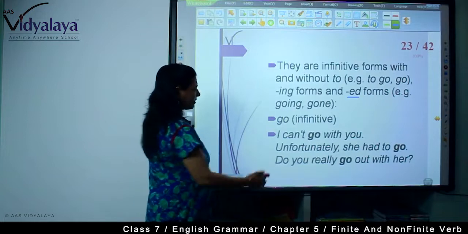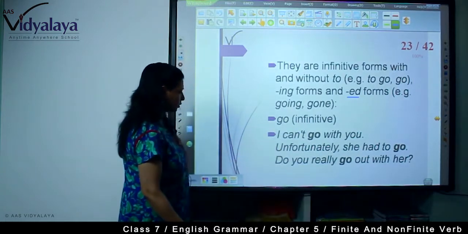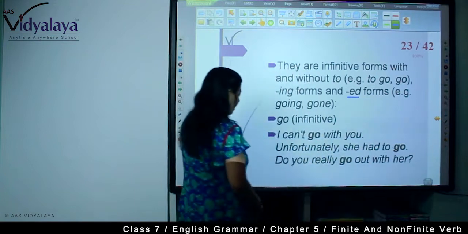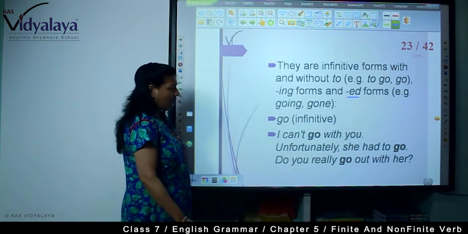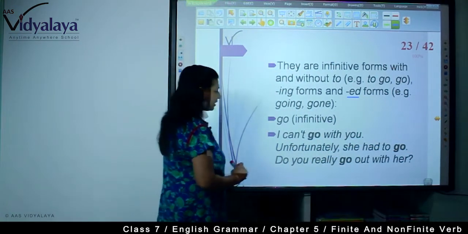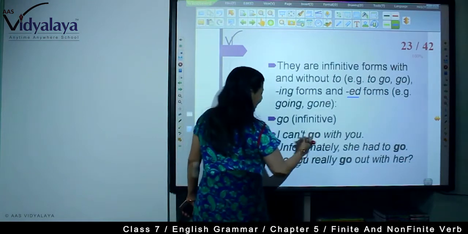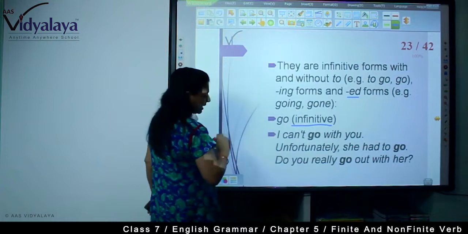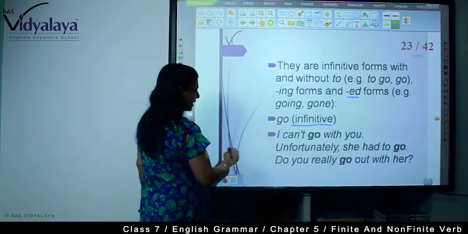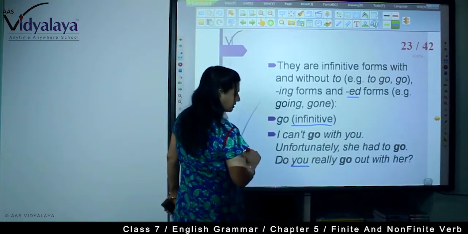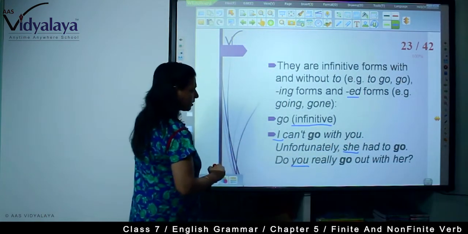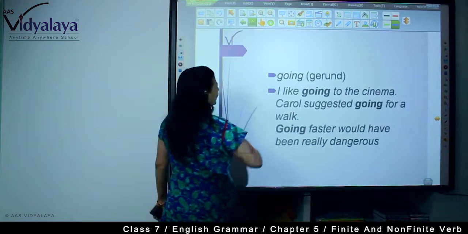Now go, infinitive. I can't go with you. Unfortunately, she had to go. Do you really go out with her? Now here you are not seeing any change with the infinitive. Right? You are not seeing any change. This is the second person. This is the third person. This is the first person. So, we are not seeing any change.